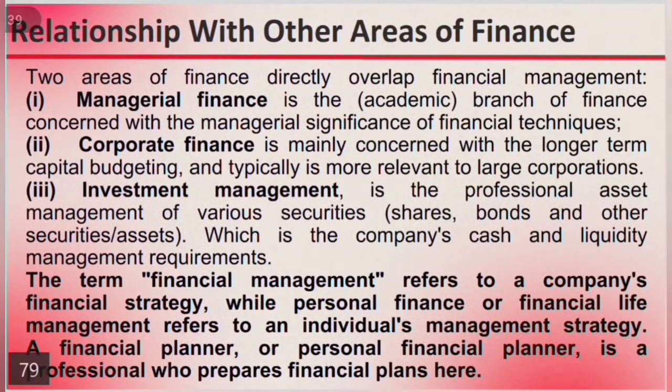Relationship with other areas of finance. Two or three areas of finance directly overlap financial management. Number 1, managerial finance is the academic branch of finance concerned with the managerial significance of financial techniques. Number 2, corporate finance, which is mainly concerned with longer-term capital budgeting and is typically more relevant to large corporations. And number 3, investment management is the professional asset management of various securities like shares, bonds, and other securities or assets, which is the company's cash and liquidity management requirements. The term financial management refers to a company's financial strategy, while personal finance or financial life management refers to an individual's management strategy. A personal financial planner is a professional who prepares financial plans here.